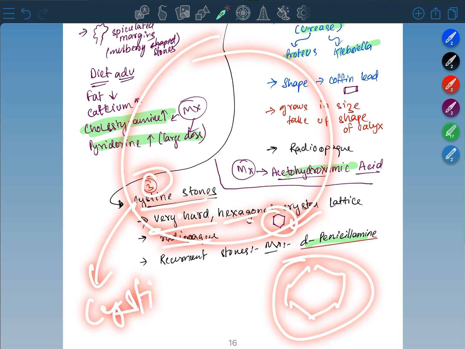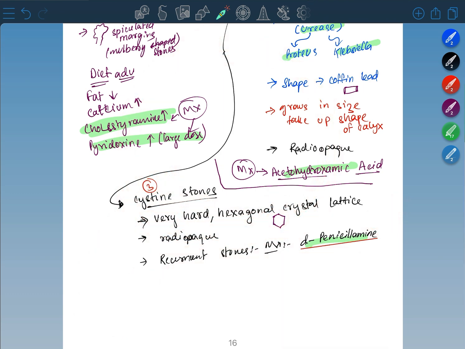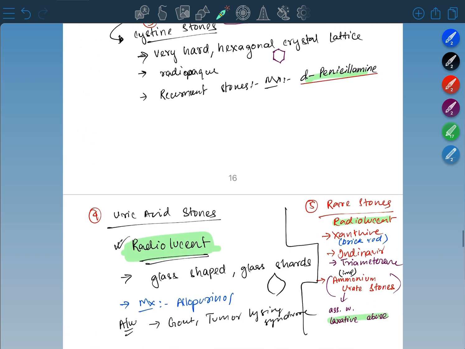All these three are radiopaque. If the stones are recurrent, then the medicine given is D-penicillamine for cystine stones, acetohydroxamic acid for staghorn stones, and pyridoxine or cholestyramine for calcium oxalate. Pyridoxine in large doses. Okay, three types done.